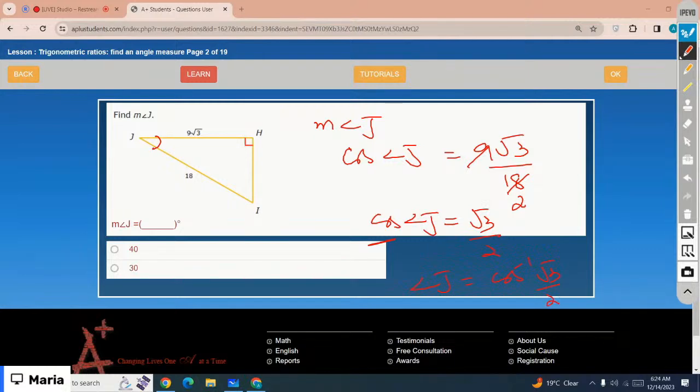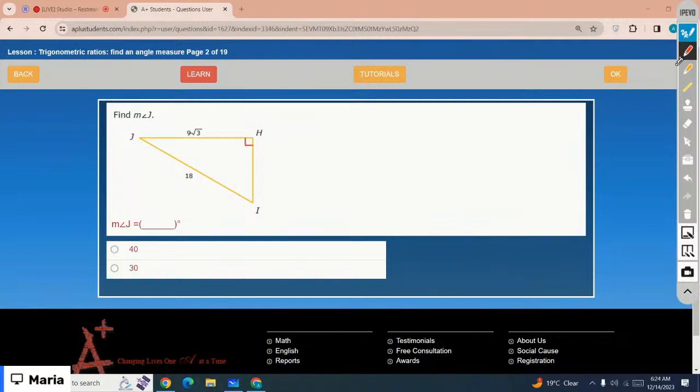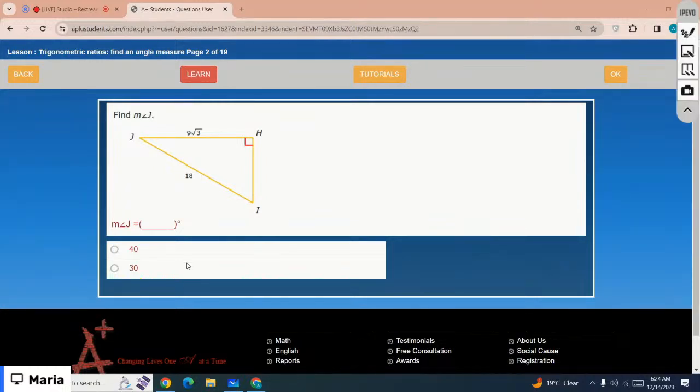You have to do shift. Before cos, you need to press the shift button. Shift, cos, and then square root 3 over 2. So the correct option is 30 degrees. That means that angle J equals 30 degrees, right?